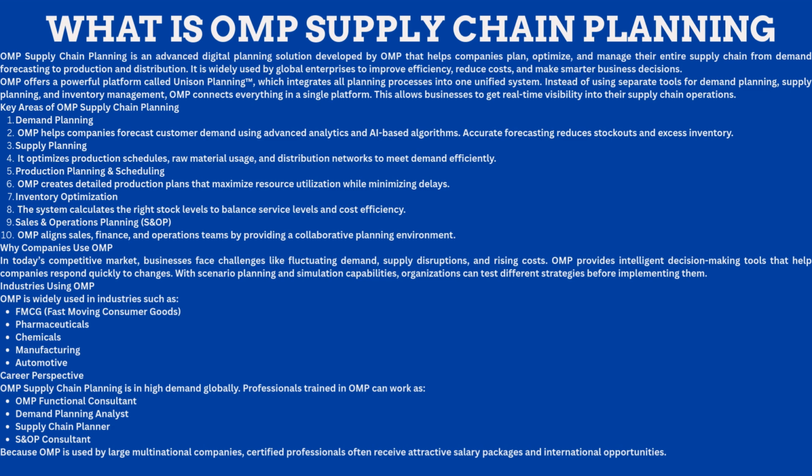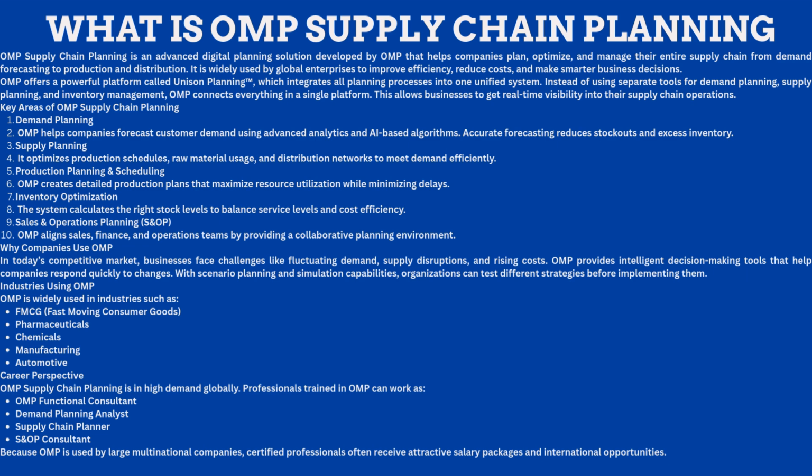What is OMP Supply Chain Planning? OMP Supply Chain Planning is an advanced digital planning solution developed by OMP that helps companies plan, optimize, and manage their entire supply chain from demand forecasting to production and distribution. It is widely used by global enterprises to improve efficiency, reduce costs, and make smarter business decisions.